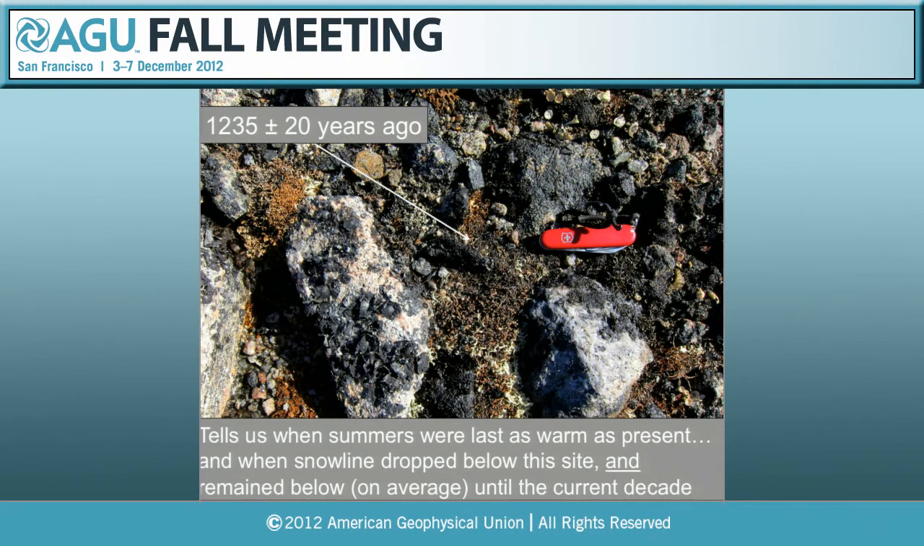The other thing it tells us is that this is when the snow line, the line above which more snow falls in the winter than melts in the summer, crossed this site, buried the plants, and killed them. It has remained on average below the site continuously since that date until the most recent decades, where it's come above it and brought them back out again. So two distinct determinations, both of which are equally valid.